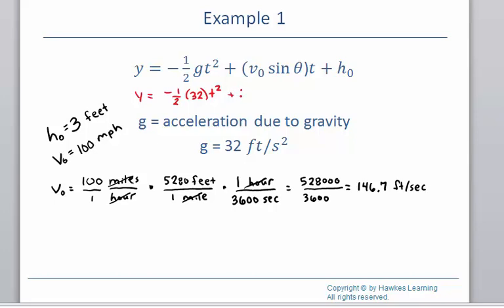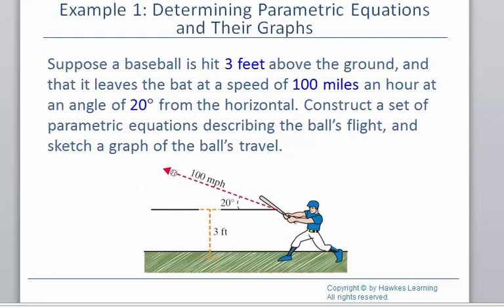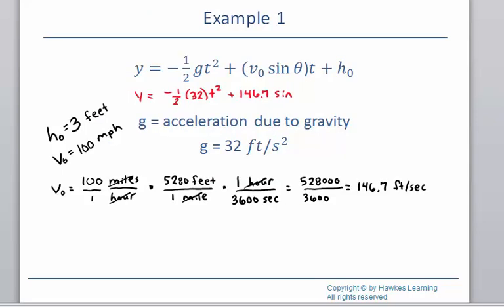I'm going to put in my V sub 0, which we found to be 146.7 sine. Now, what is our angle? If I look back at my problem, remember that the angle was 20 degrees. So we're going to plug that in. Again, we're going to leave the t, and we're going to put in 3 for the initial height.